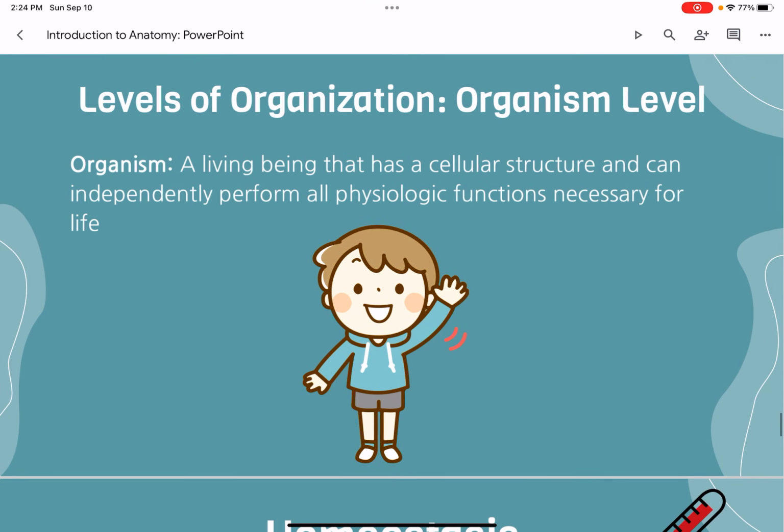Finally, we have the organism level. An organism is made up of organ systems functioning in a coordinated, precise way. An organism is a living being that has a cellular structure and can independently perform all physiologic functions necessary for life.